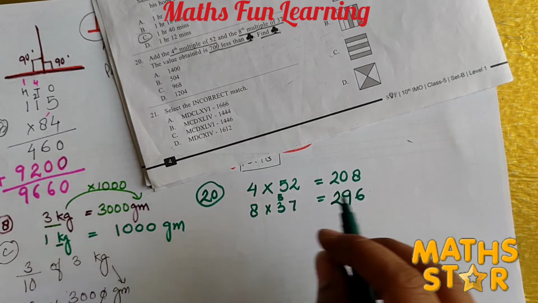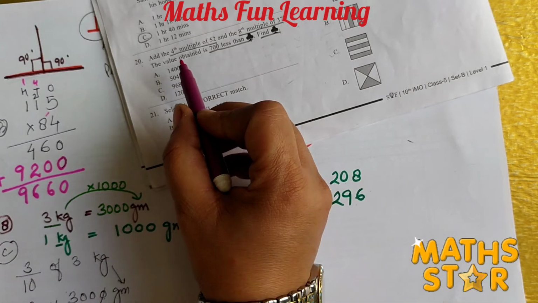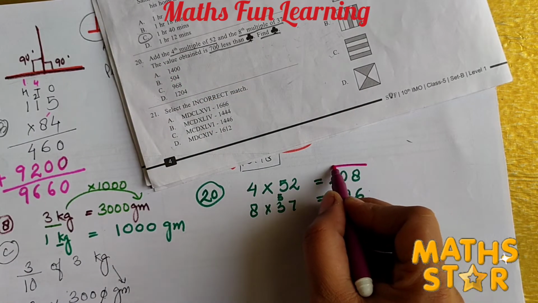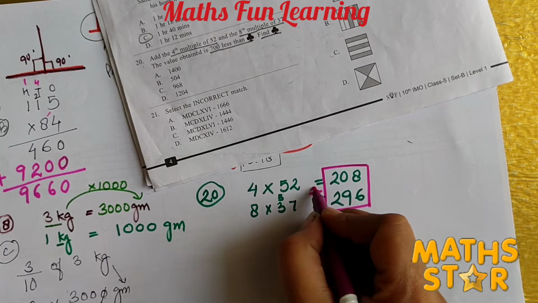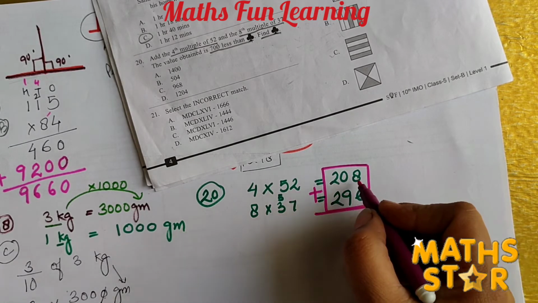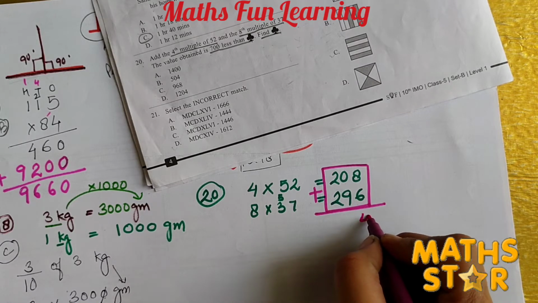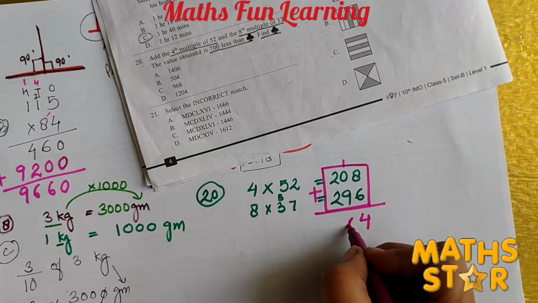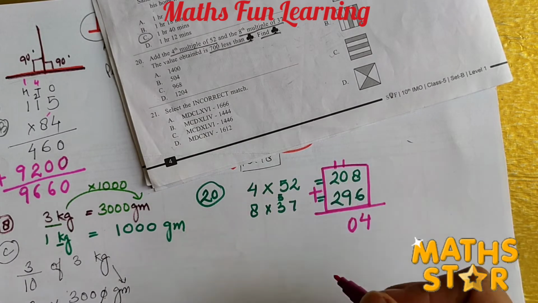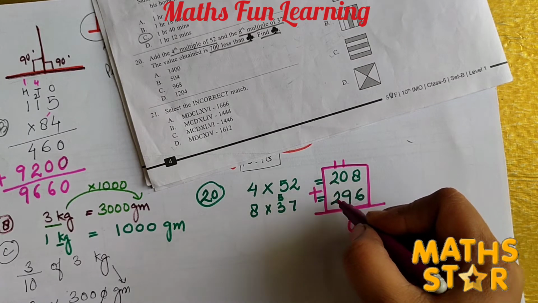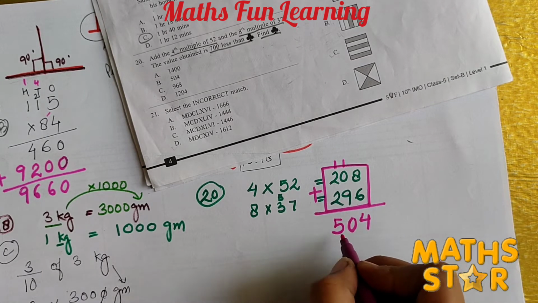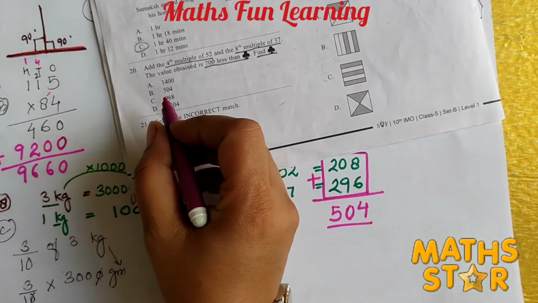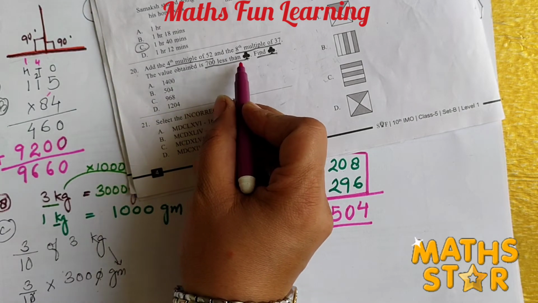Good. Now the question said add, so you have to add these two. Right? Okay. 8 plus 6 is 14. Very good. Carry over 1. 9 plus 1 is 10. Write 0, carry over 1. So 1 plus 2, 3. 3 plus 2, 5. So that answer is 504. The question says the value obtained is 700 less than this.